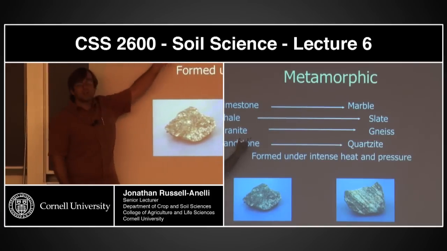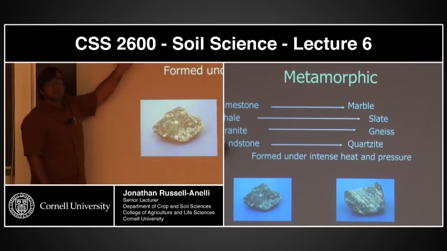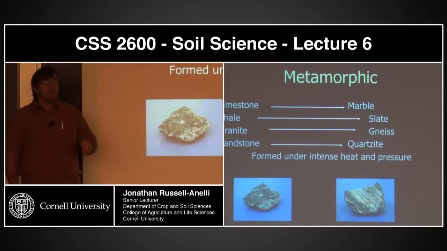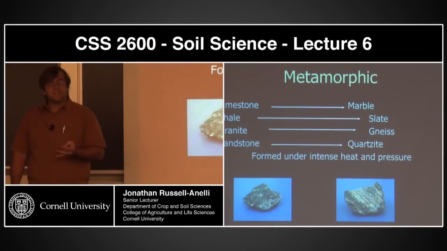The shale can turn into a slate. The granite can turn into a gneiss. The sandstone can turn into quartzite. They are formed under intense heat and pressure.